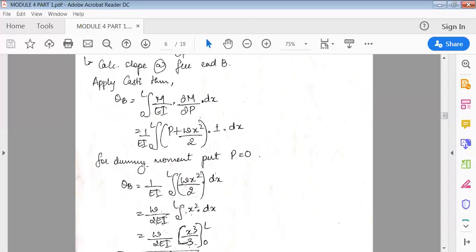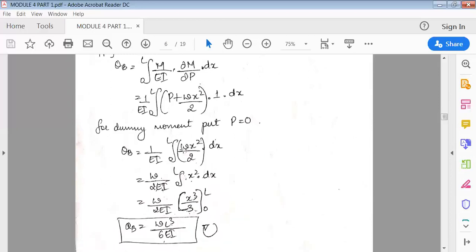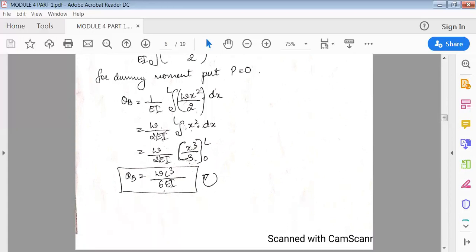Now we know that P is the dummy moment, so dummy moment P is equal to 0. So 1 over EI, this P will make it 0, you're left with WX square by 2 into dx. So W by 2 EI, I'll take it out, so it is 0 to L, x square into dx. Integrate this, W over 2 EI, x cube by 3, 0 to L. So theta B is equal to WL cube by 6 EI.